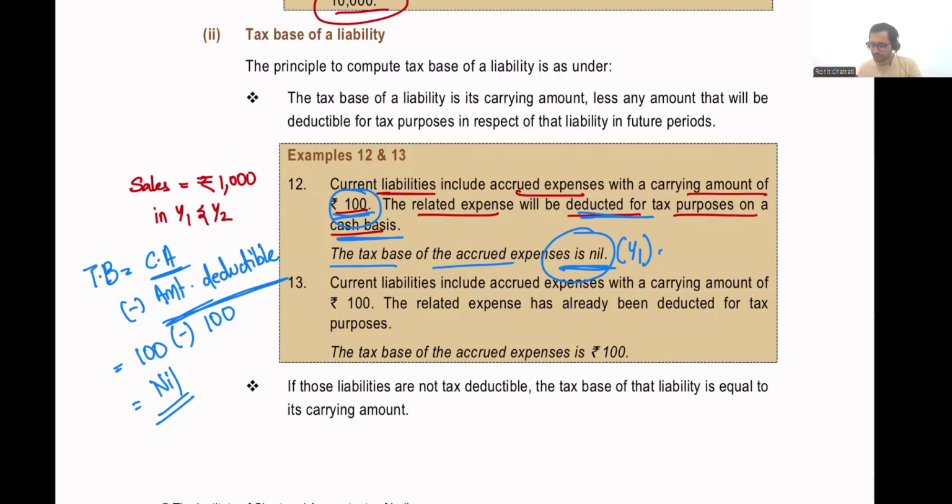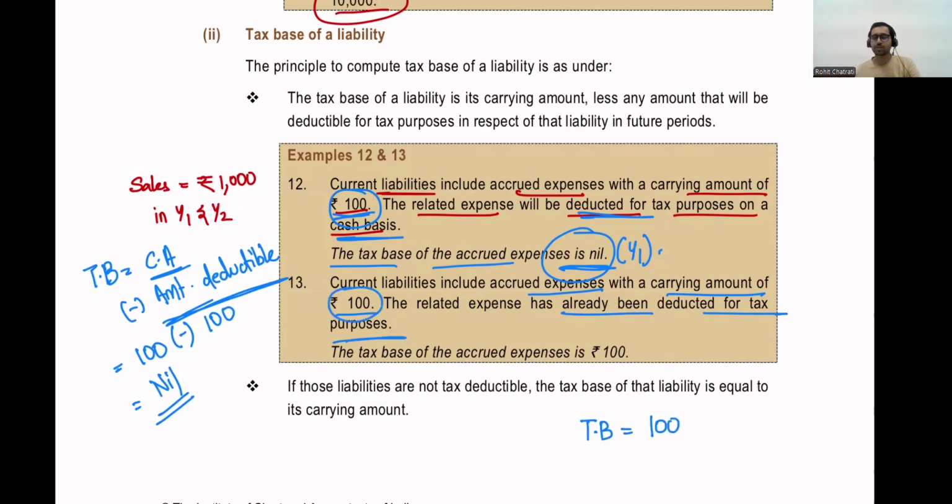Let's look at example number 13. Current liability includes accrued expenses with a carrying amount of 100. The related expense has already been allowed as a deduction for tax purposes, which means that in future, nothing is going to be allowed as a deduction. Since 100 rupees is already allowed as a deduction in year one, in future, nothing is going to be allowed. So therefore, tax base will be equal to carrying amount. Carrying amount is going to be 100.